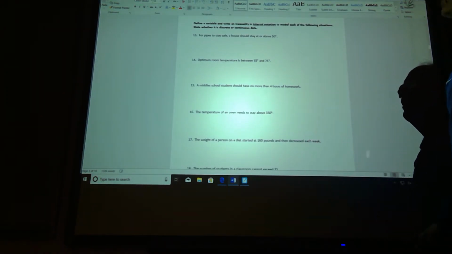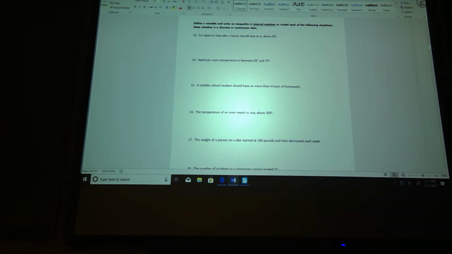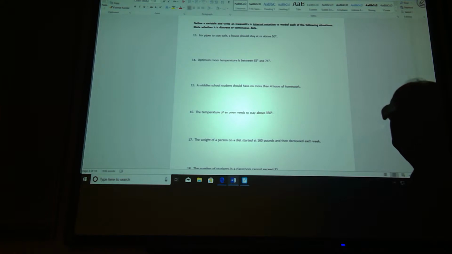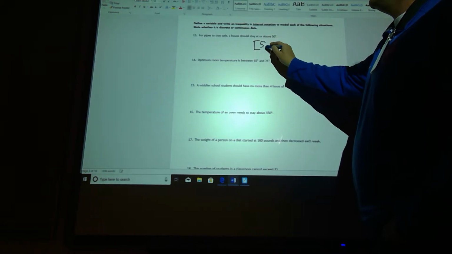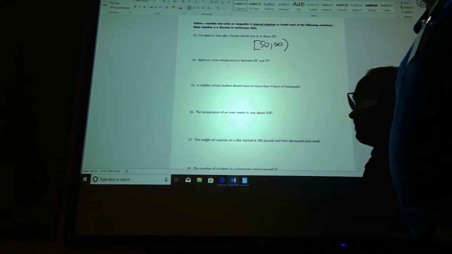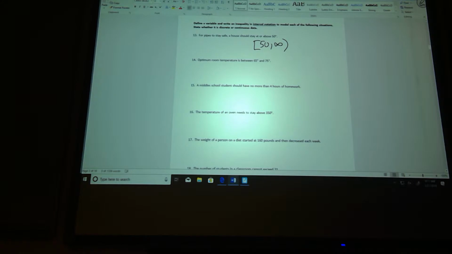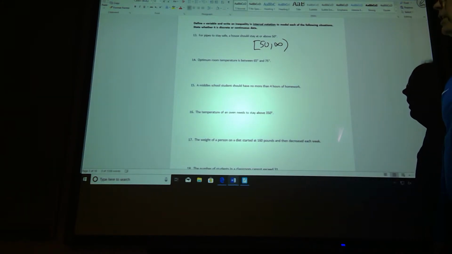Define the variable and write the inequality in interval notation. Model each situation, and state whether it's discrete or continuous. For the pipes to stay safe, the house should be at or above 50 degrees. So that's going to go from 50 to infinity. And being that we could have 50.1 degrees and 50.003 degrees, things like that, it is continuous.